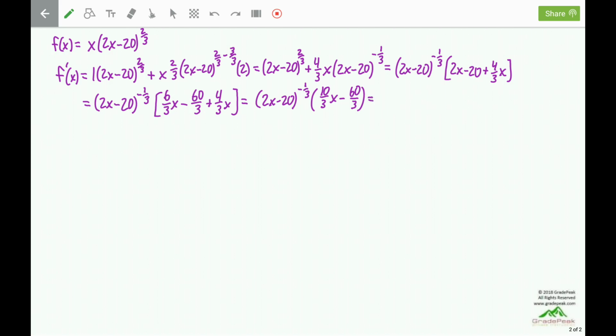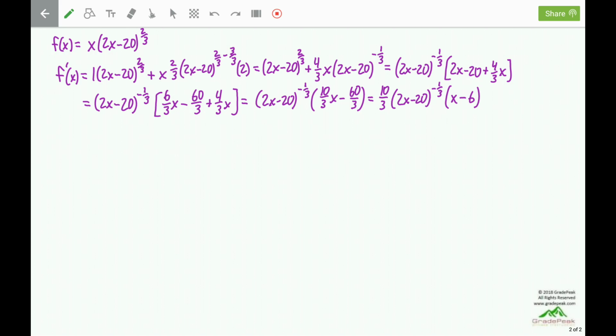There is a common factor of 10 in the numerator and 3 in the denominator inside the second expression. We can factor out a 10 in the numerator and a 3 in the denominator. We'll move that to the front of everything. And we have a (2x - 20)^(-1/3) power. Factoring that out, we'll leave behind a 1x minus 60 divided by 10, which is 6.